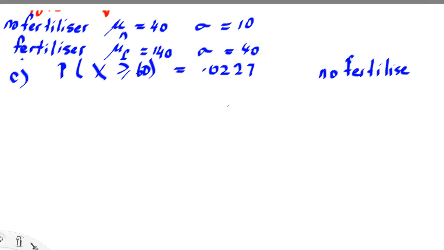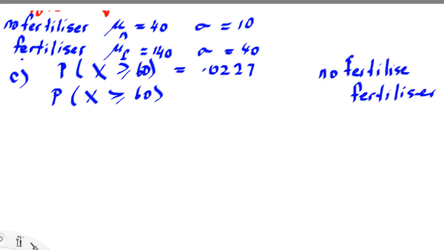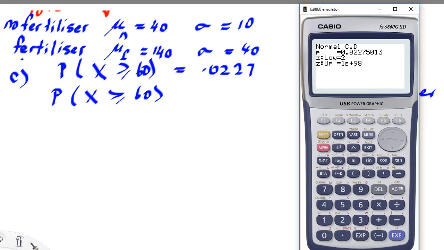And now we're going to do the probability of the weight being above 60 grams with fertiliser. So the standard deviation was 40 and the mean was 140. And the probability is going to be 0.9772.